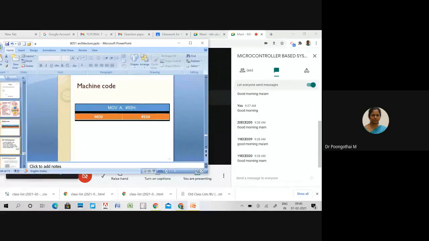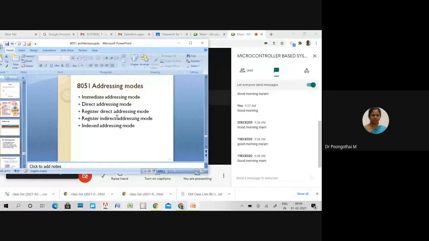Okay. So let's move on to the addressing modes. So we have got 5 addressing modes. That is immediate addressing mode, direct addressing mode, register addressing mode, register indirect addressing mode, and indexed addressing mode. So my question is, what is an addressing mode? What is the purpose of an addressing mode?